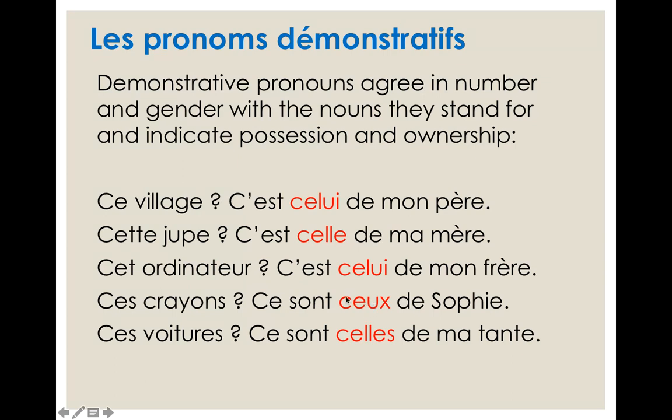So this is masculine plural. And note here, we've got here c'est, it is. In French, when we're talking about a plural, we have to make the verb plural as well here. So that's why it's ce sont. Ces voitures, these cars, ce sont celles de ma tante. They're the ones of my aunt. They're my aunt's ones.